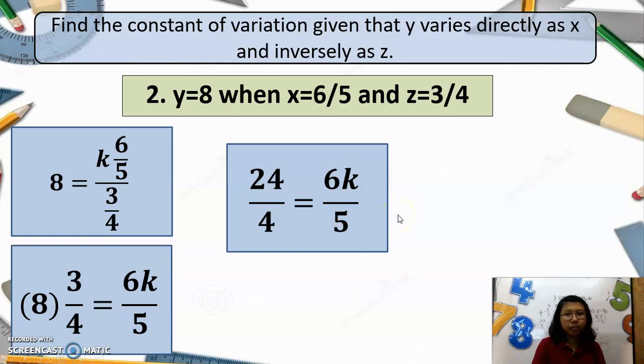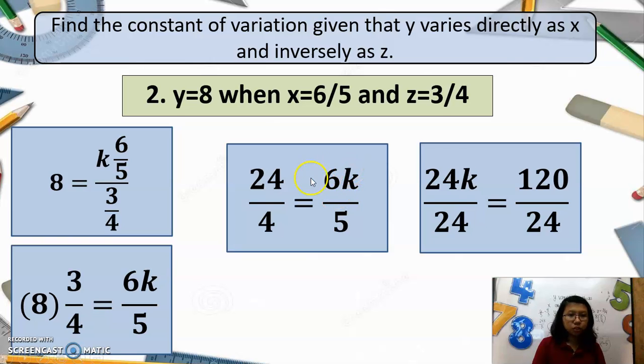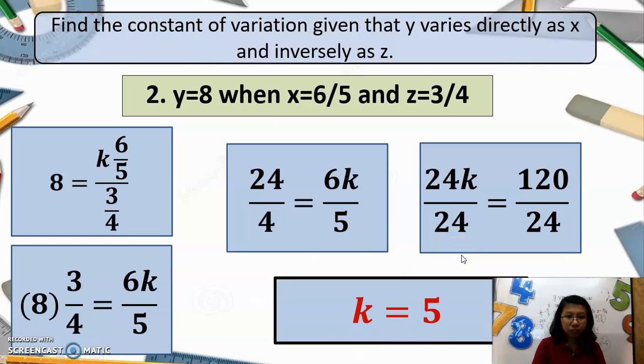And then, again, we just need to cross multiply. After cross multiplication, we will have 6 times 4, which is 24, beside k. 24 times 5, the answer will be 120, and then divide both sides by 24, the answer will be 5. So that's why the value of the constant will be 5.